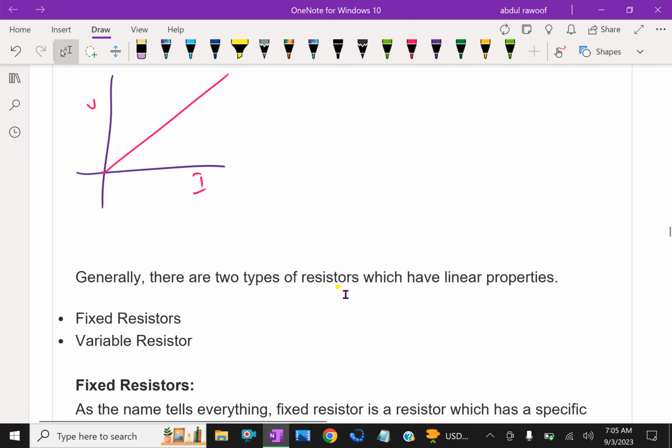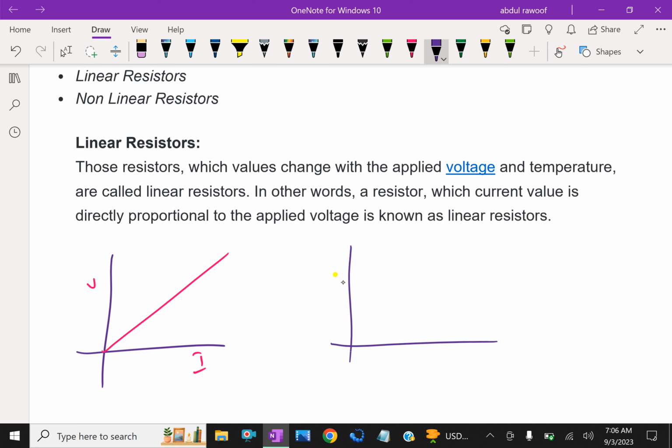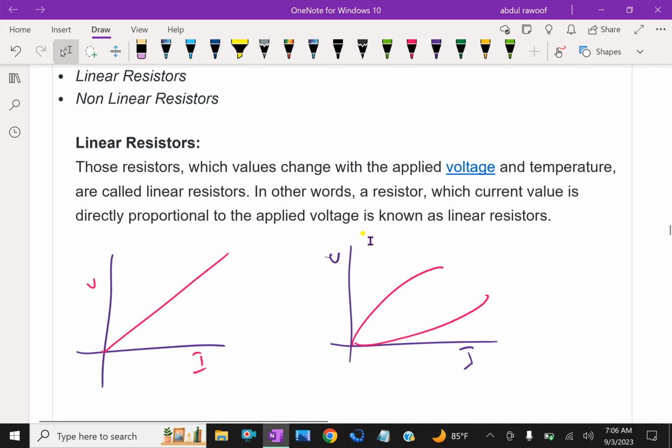Next, in contrast to linear resistors, here the non-linear resistance is like this, where voltage and current are not linearly related, maybe like so. This is non-linearly dependent, it's not linear.